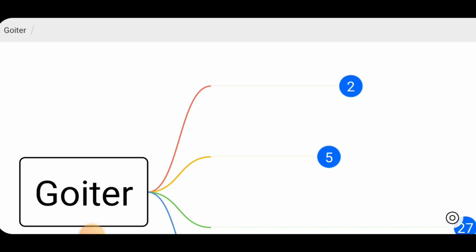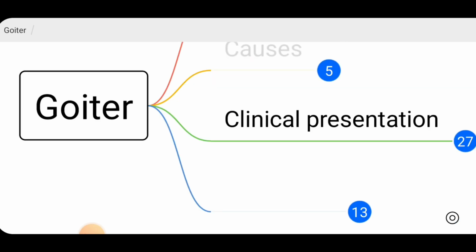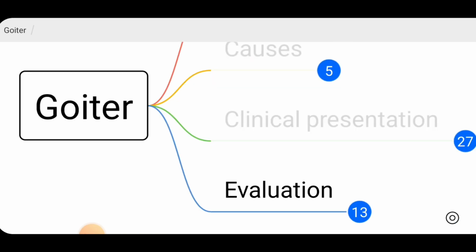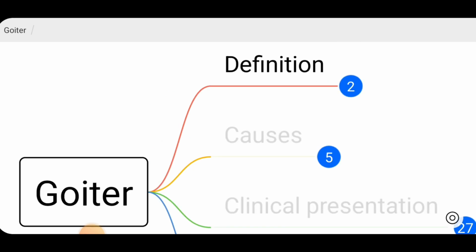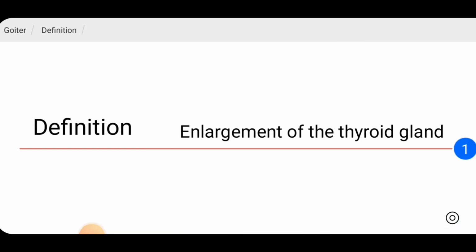From this video onwards, we are starting the discussion on a new topic, the thyroid disorders. This is the first video of the thyroid disorders, so we will discuss about the goiter. We will see the definition of the goiter, causes, clinical presentation and evaluation. The definition simply is the enlargement of the thyroid gland.